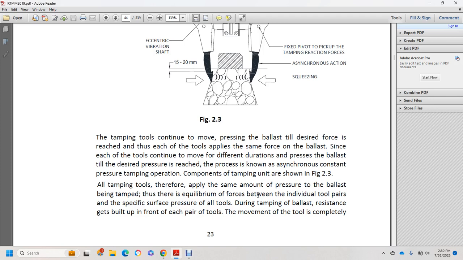With the synchronizing constant pressure tamping operation, components of the tamping are shown in Figure 2.3. All tamping tools apply the same amount of pressure on the ballast being tamped. Thus, there are equilibrium forces between the individual tool pairs, and the pressure of all tools is kept so that during the tamping of the ballast, the resistance gets built up in front of each pair of tools.